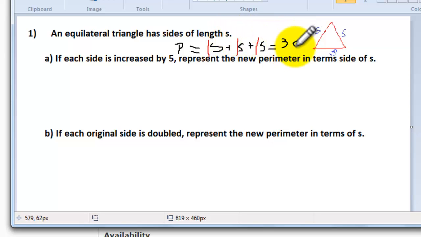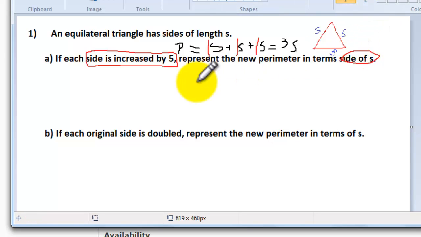Okay, so what they're saying is if each side is increased by 5, then they want to represent the new perimeter in terms of S, meaning you're going to have a little expression with S in it. You're not going to just have a number sentence, and you're not going to have just a plain number answer. So each side is increased by 5. Let's look at what we had up there. We'll keep it pretty simple right now.